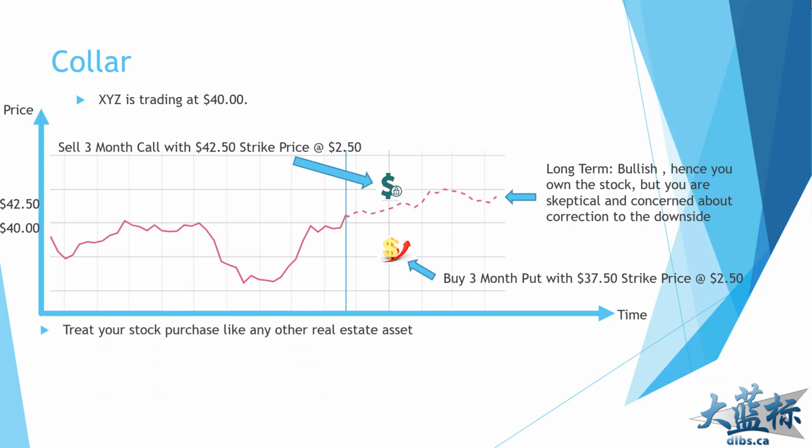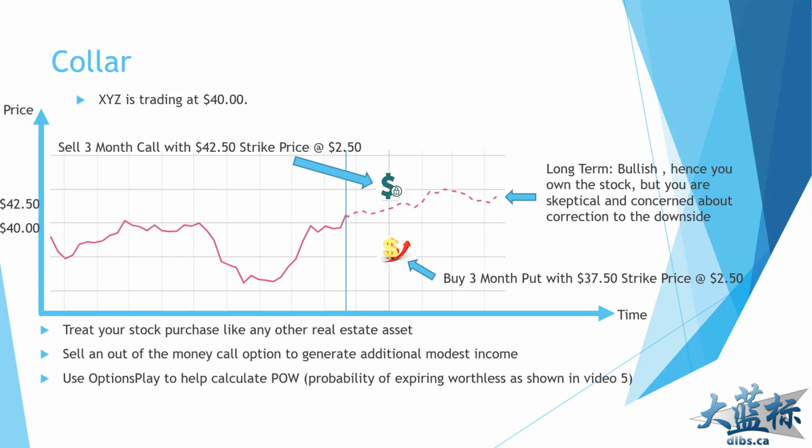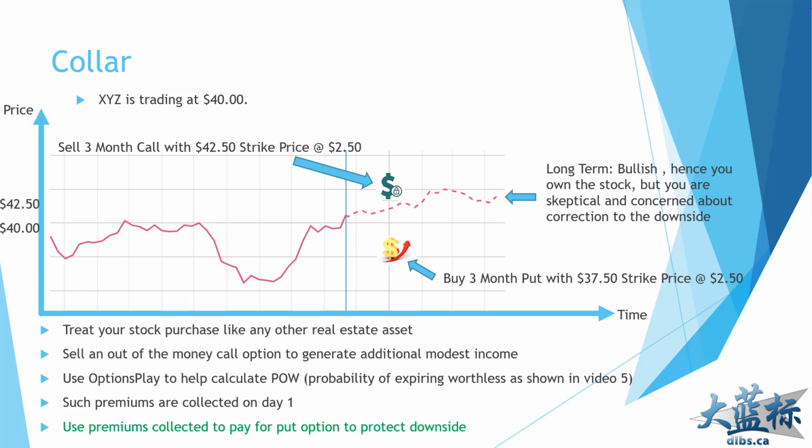So again, you're treating your stock like real estate. You're selling an out-of-the-money call option to generate modest income, and you will be able to use Options Play to help calculate the probabilities of expiring worthless. Again, the premium you collect from day 1, and you will use it to help pay for the put option that you're purchasing. So the collar is basically the covered call with a purchase of a put option to protect you as insurance. So now you're collecting rent and using rent to buy insurance.